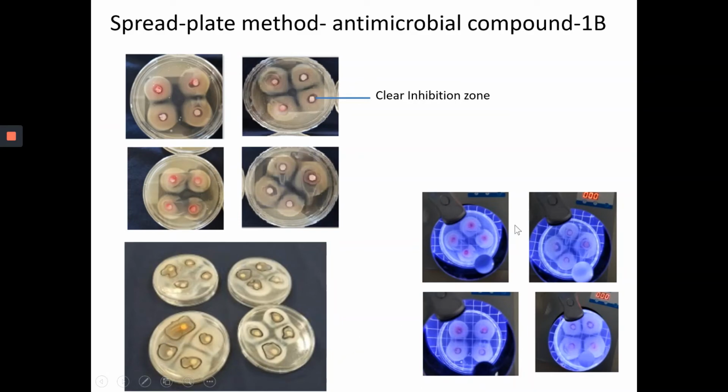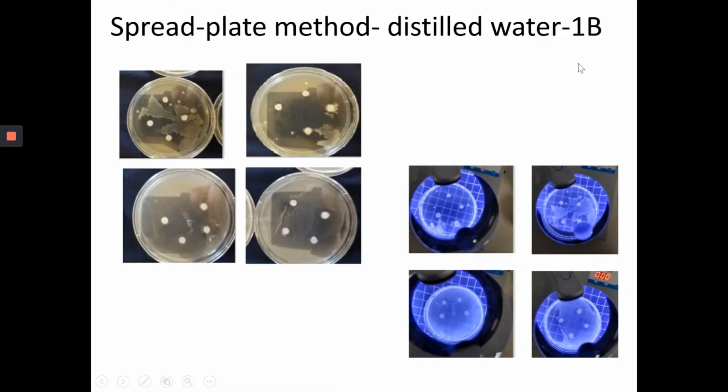And if you find the black background is not easy to read, you can also try using the cell colony counter with the backlight, which may help you to easily identify the inhibition zone. So you can see that. And then there's distilled water.